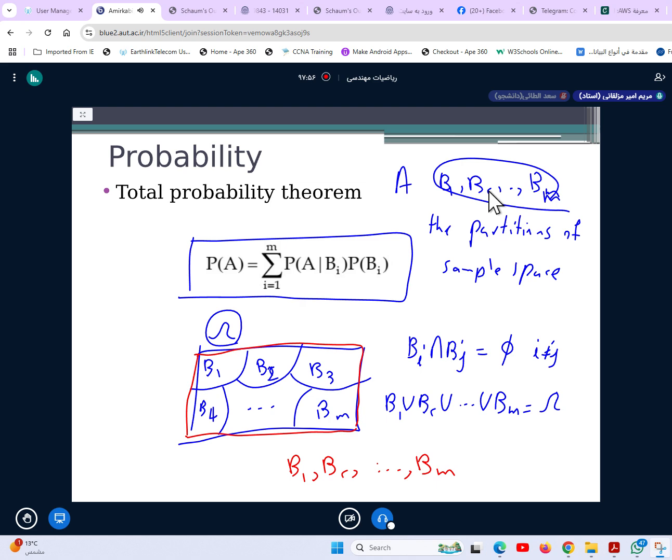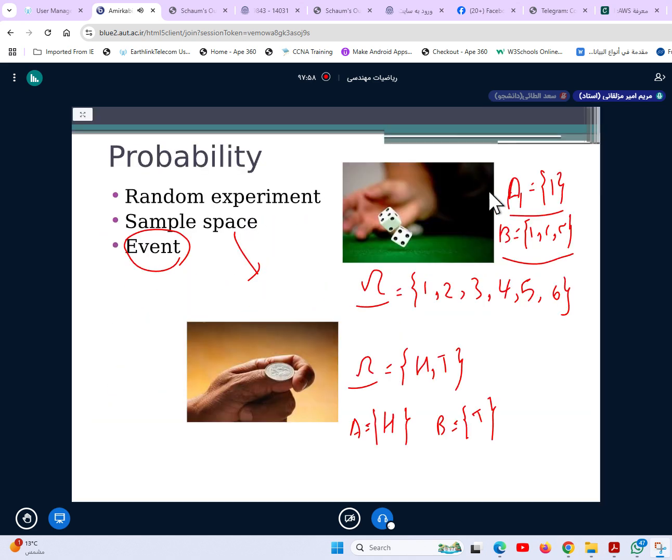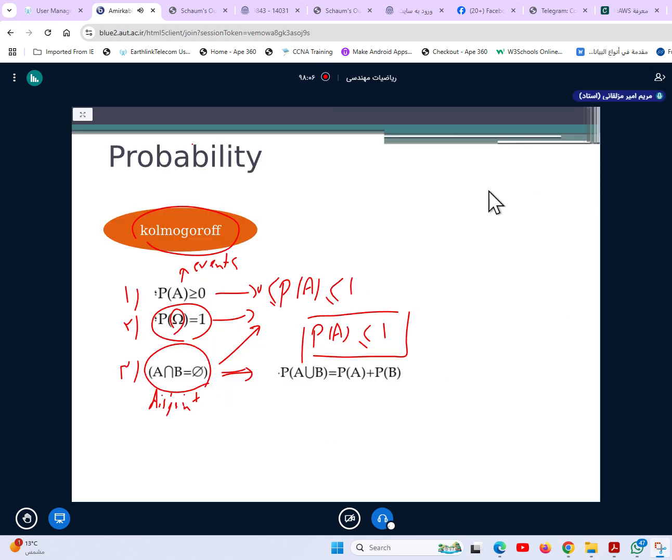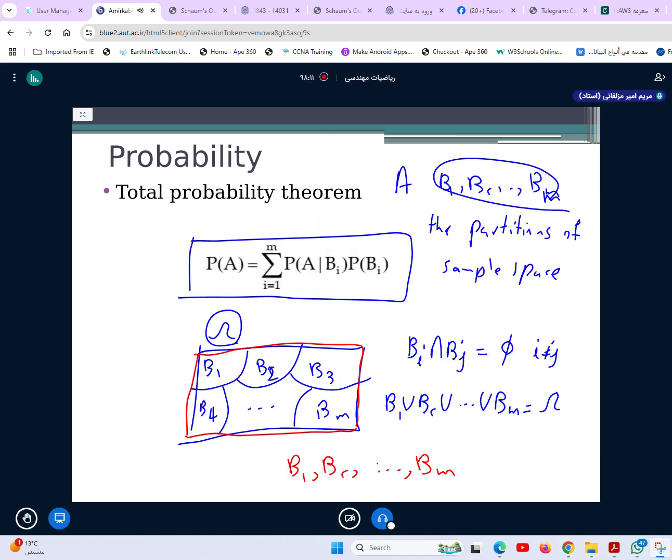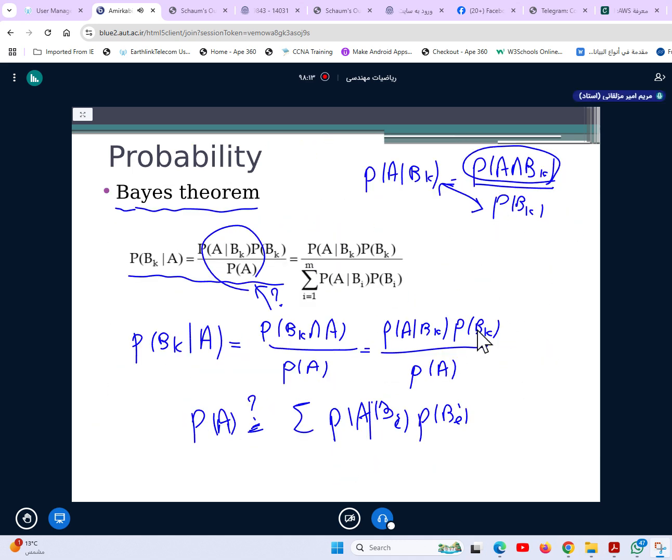Okay, if you have any questions from the beginning of these sessions until now, you can ask me from this slide, this slide, or this slide. Okay, I repeat the example.